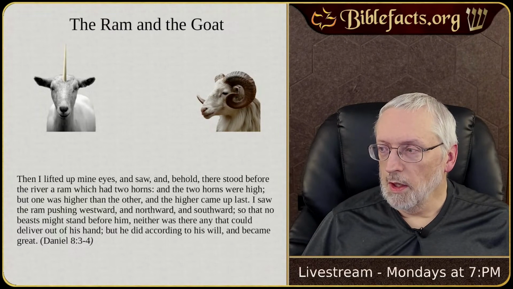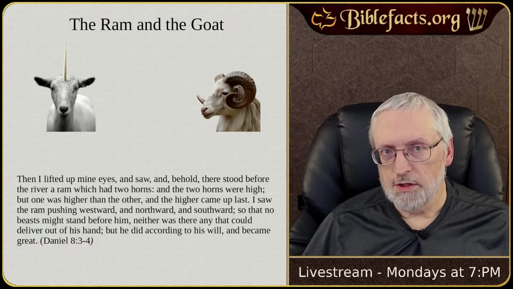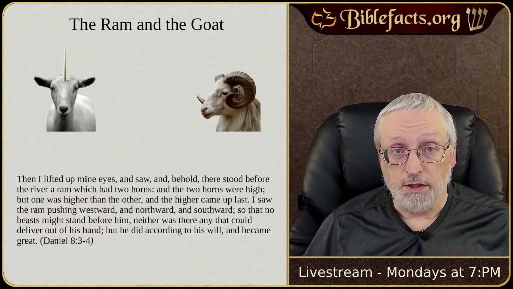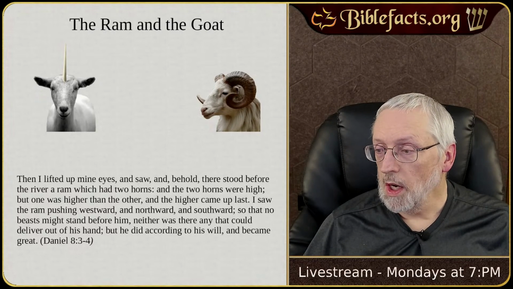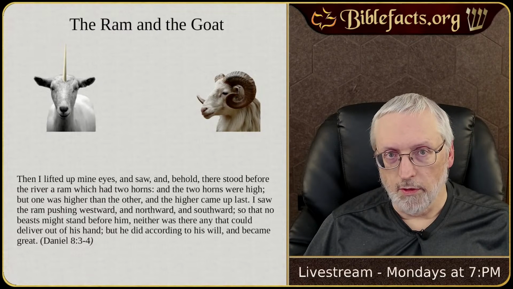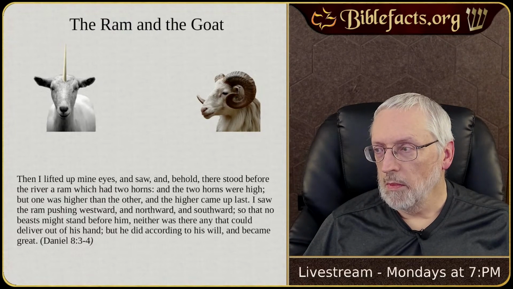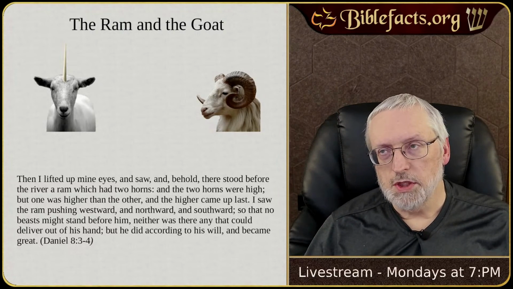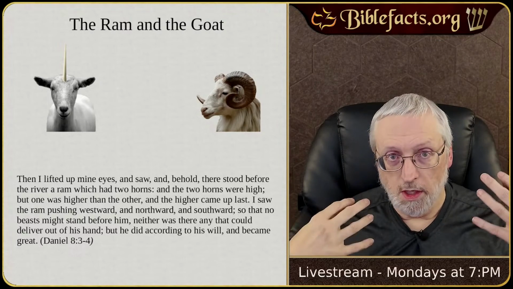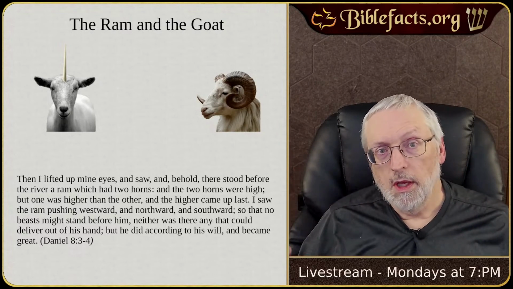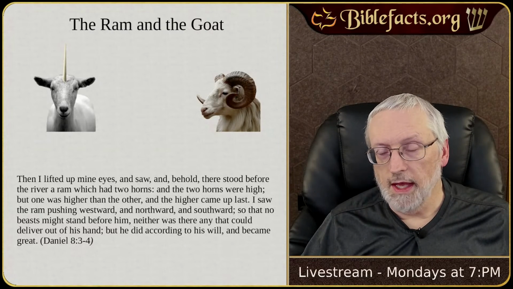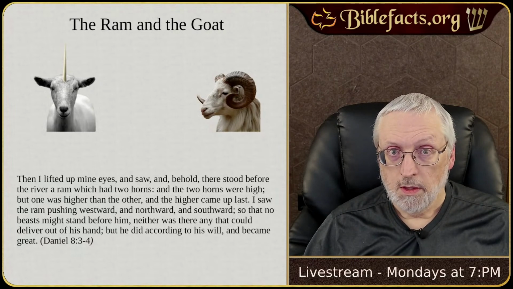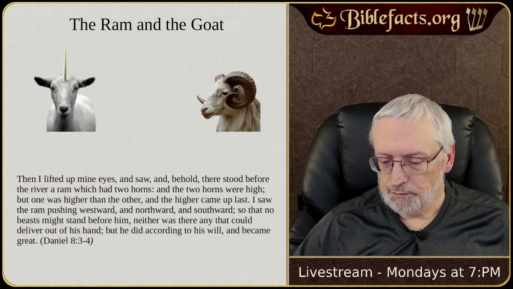So you've got a goat and a ram. He says he's in Shushan. He lifts up his eyes, and there stood on the river a ram, and it had 2 horns. The 2 horns were high, but one was higher than the other. So you can see this pattern: this ram has 2 horns, one higher than the other. When we go back to the previous chapter, it was a bear that was lopsided, one side higher than the other. So obviously the bear is the same thing as the ram. The ram is Persia for sure, so the bear must be Persia. We're pulling all these things together.